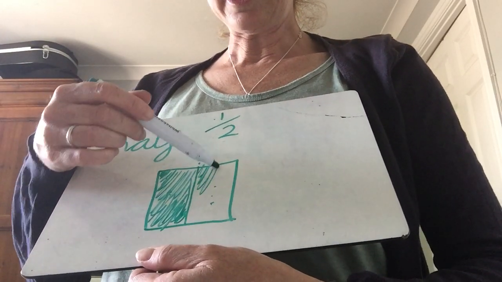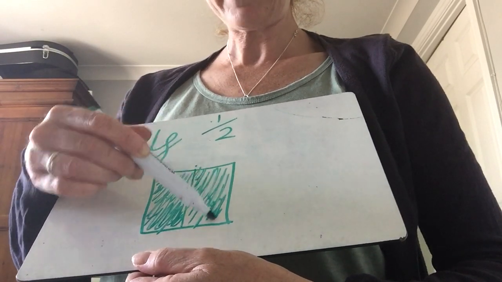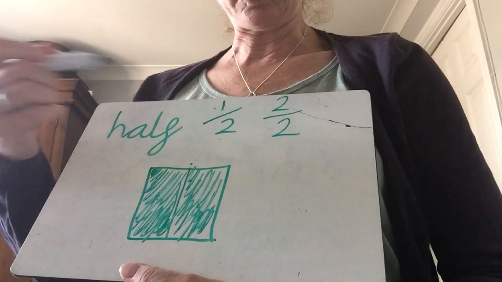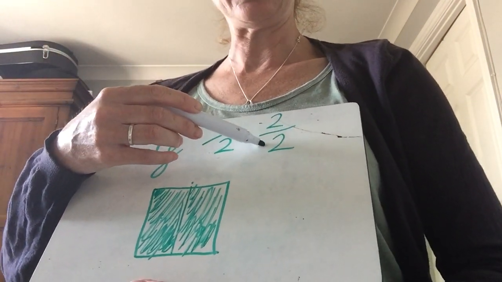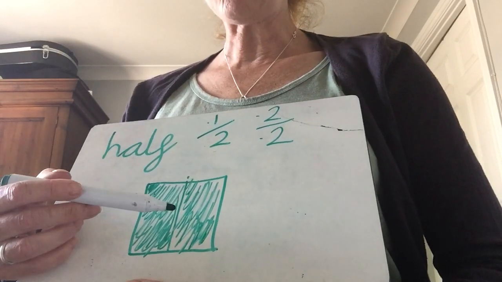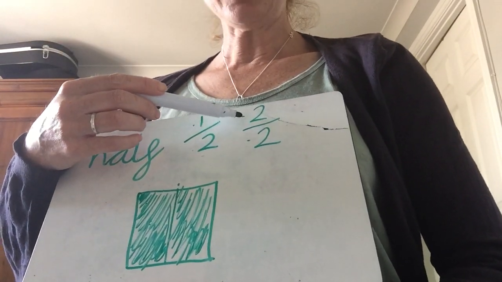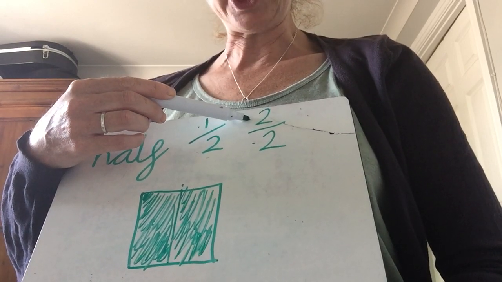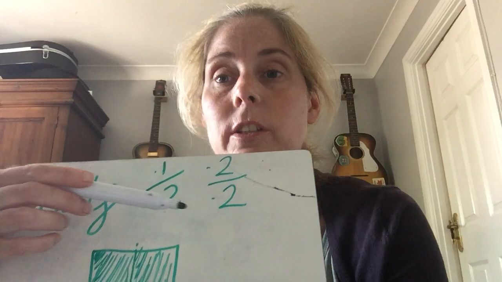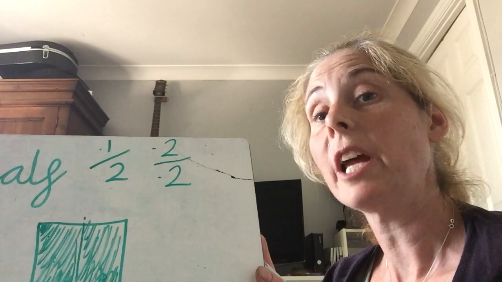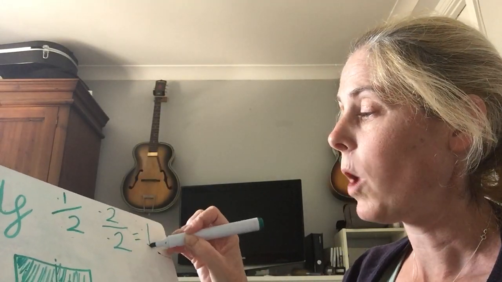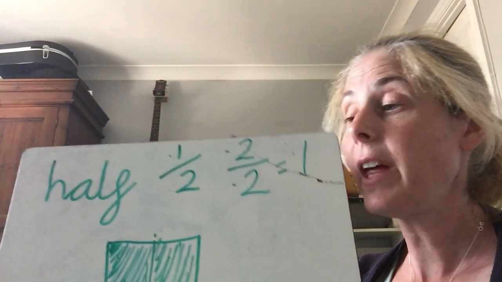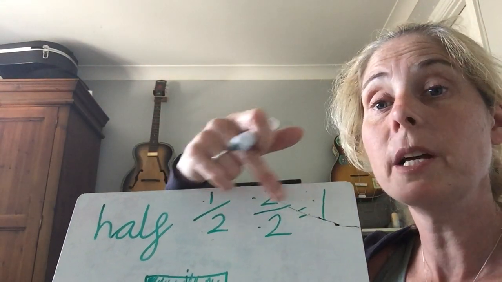If I was to shade 2 halves like that, if somebody said to me, can you shade 2 halves? Okay, that fraction would look like that because we're shading 2 parts out of 2, which means we're shading all of it. So actually, if you look carefully, you can see the top number of the fraction is the same as the bottom number of the fraction. Okay, so the top number is the same as the bottom number. Whenever the top number is the same as the bottom number, that is the same as one whole. Okay, so if they are the same number at the top and the bottom, that is 1.